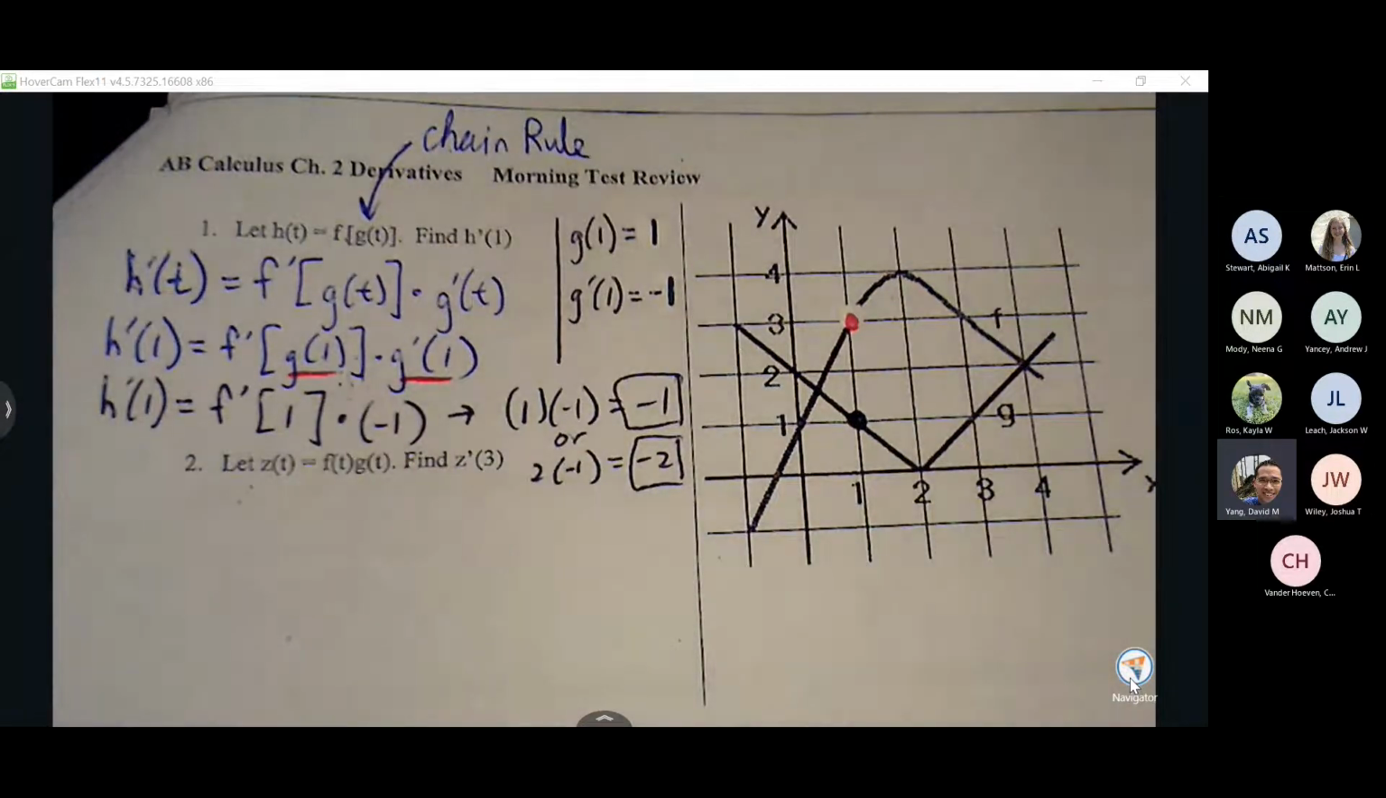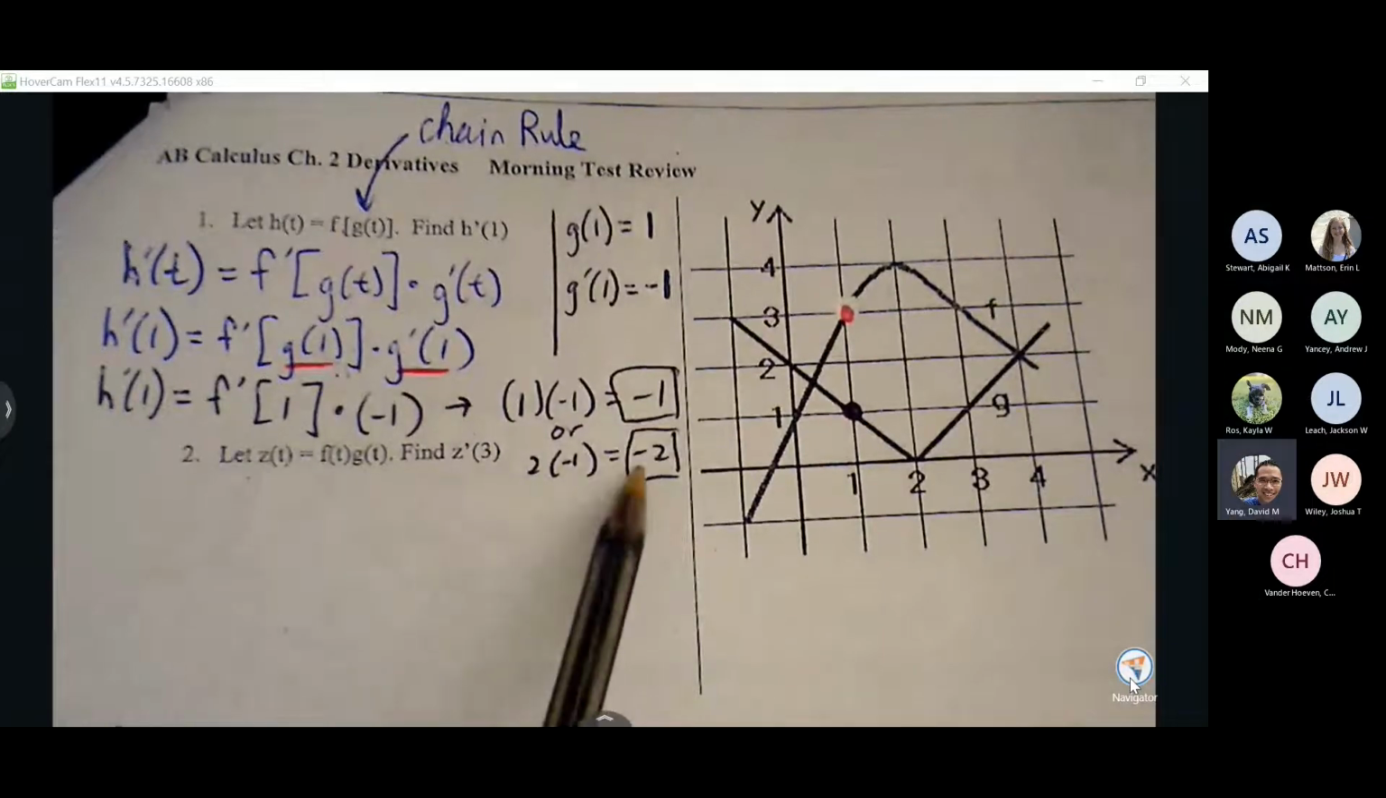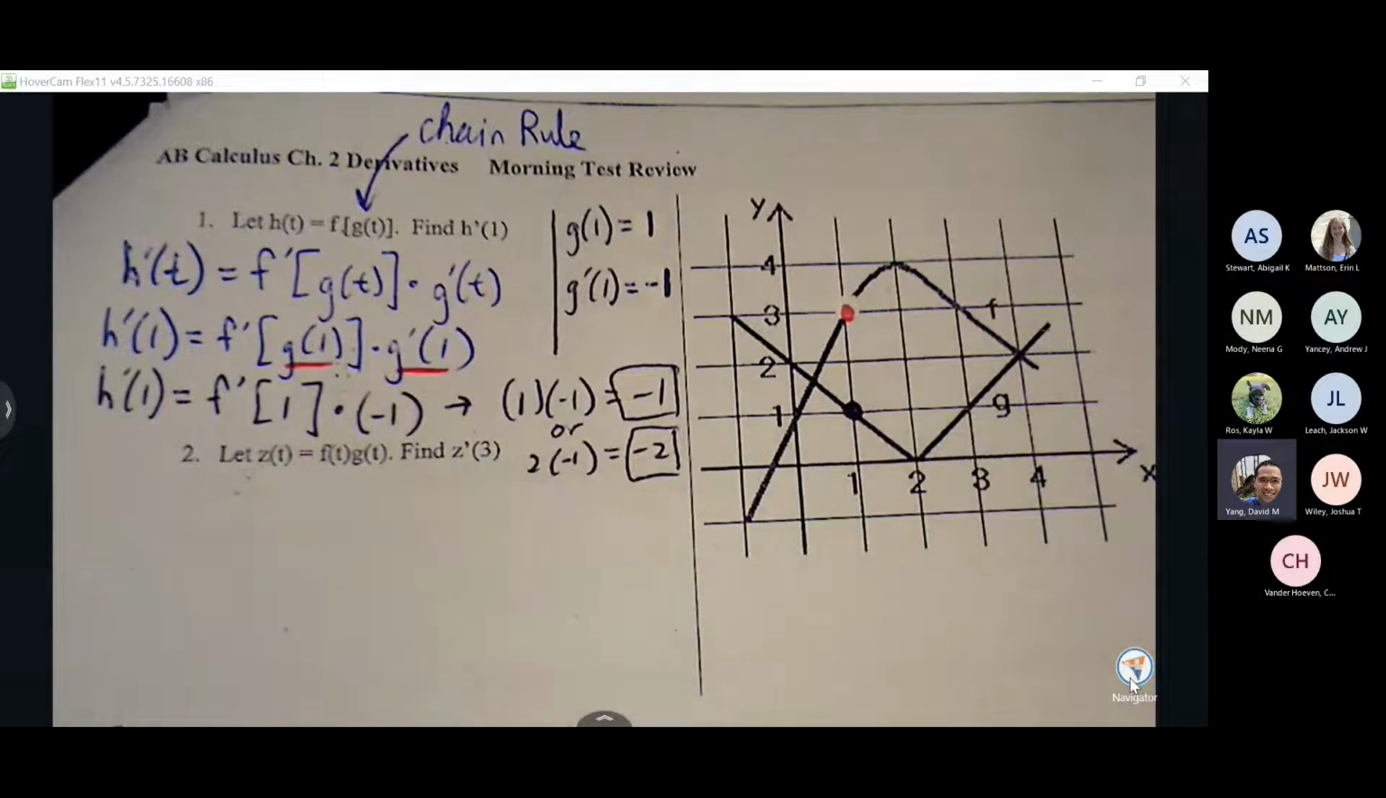Yes. Or could you just put -2? Yeah, also. No, it's either one or the other, but on the test, it won't be vague like that. So you're only going to get one answer on the test.